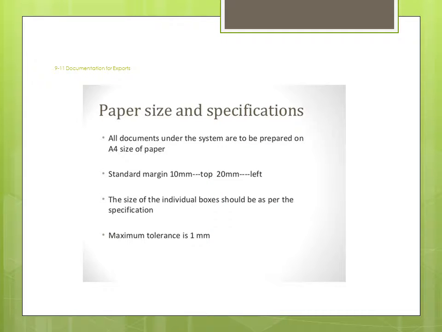Proper size and specifications are required. All documents under the system are to be prepared on A4 size paper. Standard margin should be 10 mm at the top and 20 mm at the left. The size of the individual boxes should be as per the specification. Maximum tolerance is only 1 mm.